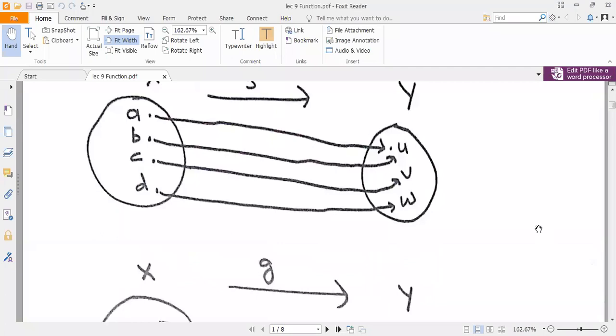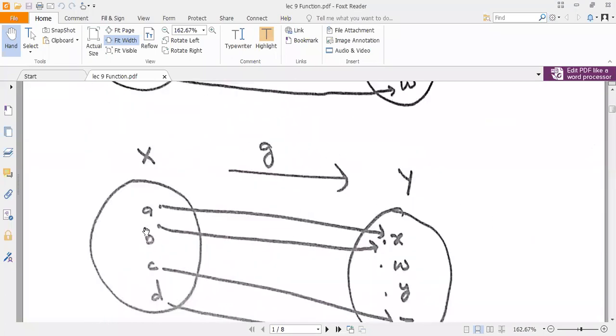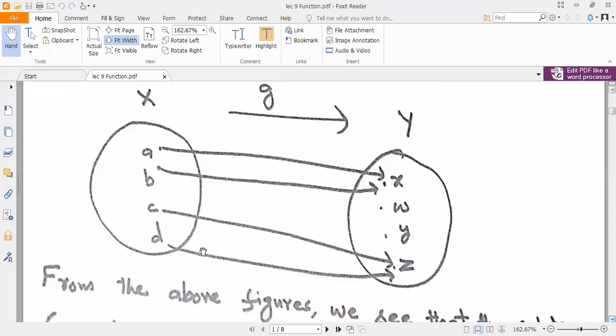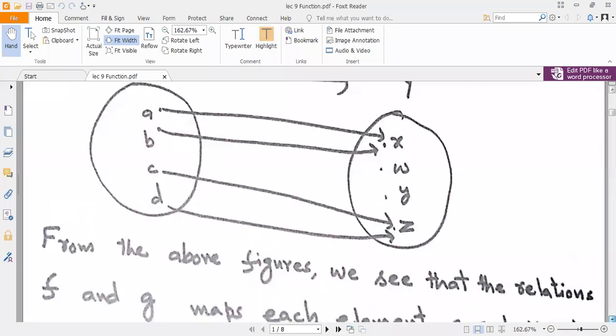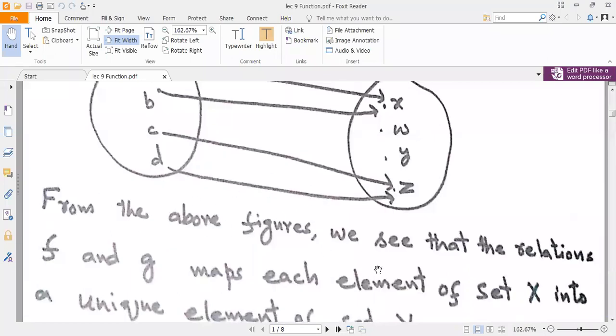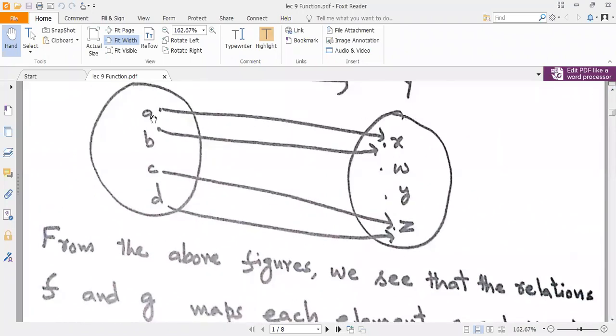Now again take another relation G. Again X has elements A, B, C, D, and Y has any three elements X, Y, Z. Now here A is mapping to X, B also mapping to X, C mapping to Z, and D also mapping to Z. This is another relation G. Now from the above two figures, we see that the relations F and G map each element of X into a unique element of Y. Here in the second, A maps to X, it means A's image is unique. Again, B's image is also X, this is also unique.